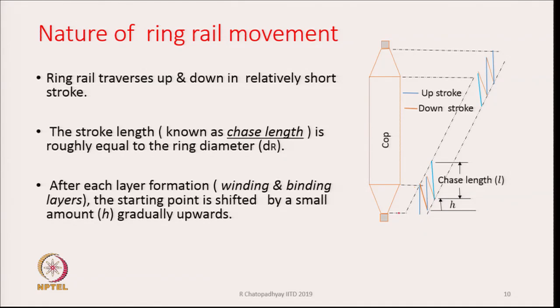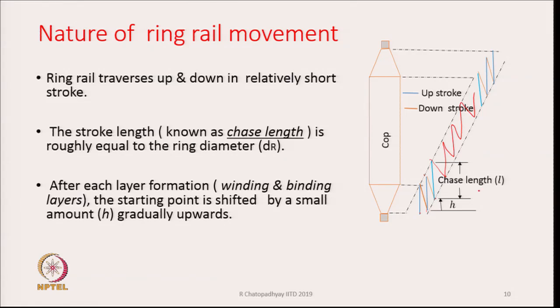It is not that you are going from bottom to the top and then coming down again and going to the top. That is the kind of movement we do in the case of roving building, but in the case of ring rail movement for making the bobbin in ring spinning, the movement is shown in this diagram. These are in short strokes as shown here. The stroke length is known as chase length. So, you see here the blue line shows it is going up and the orange line shows it is coming down, again it is going up, coming down. In this manner it moves up till it reaches its final destination.